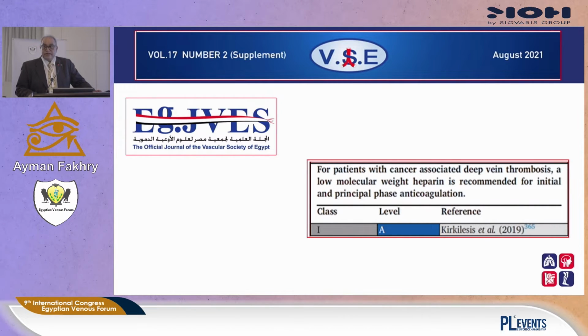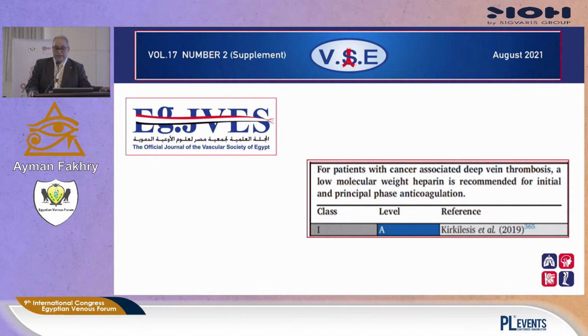How can we treat those patients with cancer-associated thrombosis? Let us start with the Egyptian consensus, the clinical Egyptian consensus of venous thrombosis. This was done by our colleagues in the Vascular Society of Egypt, and it was published in the Egyptian Journal of Vascular and Endovascular Surgery, and this is the volume. And in this consensus, they give this recommendation.